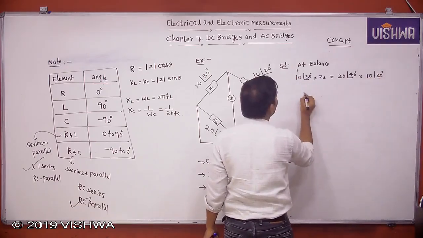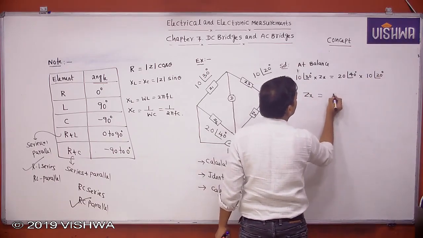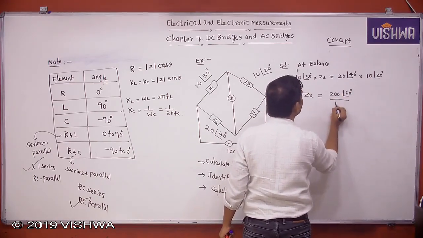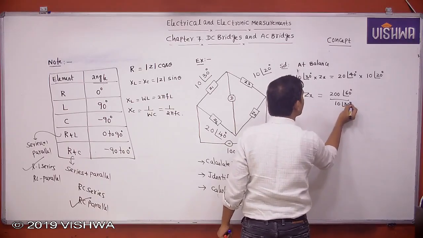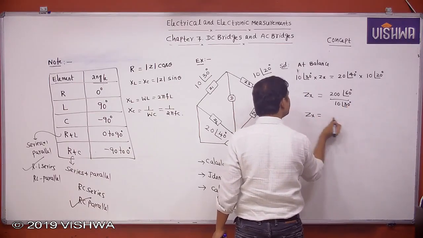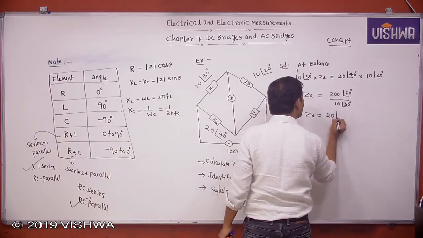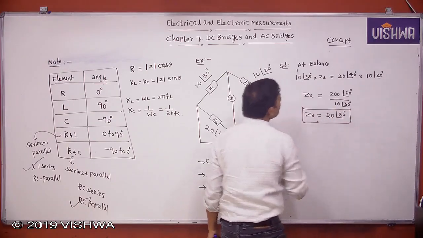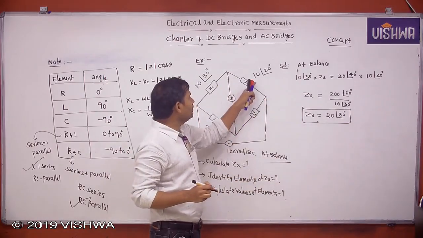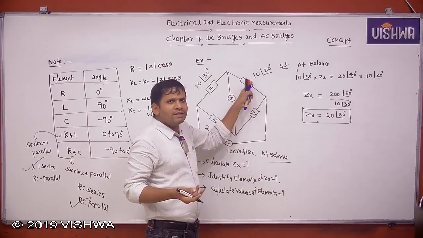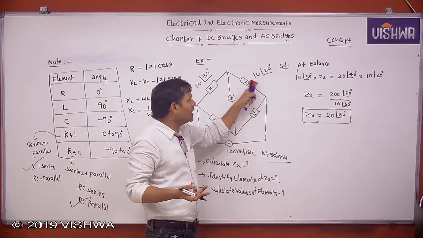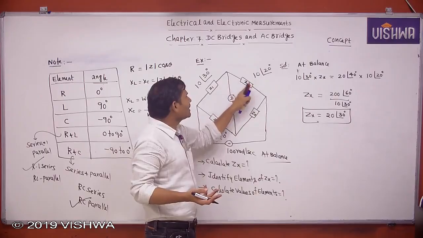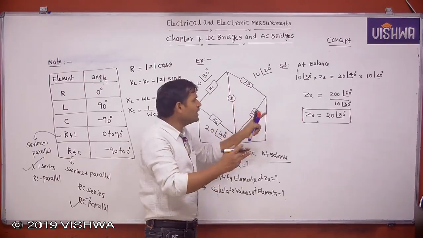Okay, then what is ZX equal to? 200 at angle of 60 degrees by 10 at angle of 30 degrees. Then what is ZX, you tell me? 20 at angle of 30 degrees. This is the unknown impedance. If impedances are given directly in polar form, that's why we easily get it. Even we can expect it in rectangular form also. You convert into polar form, then we can easily solve.